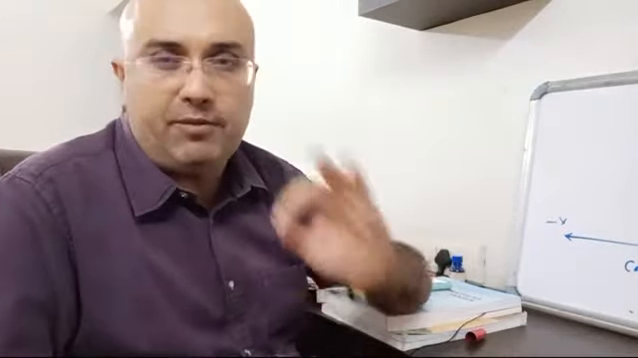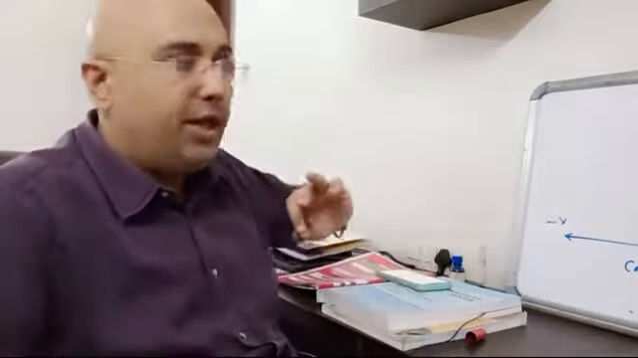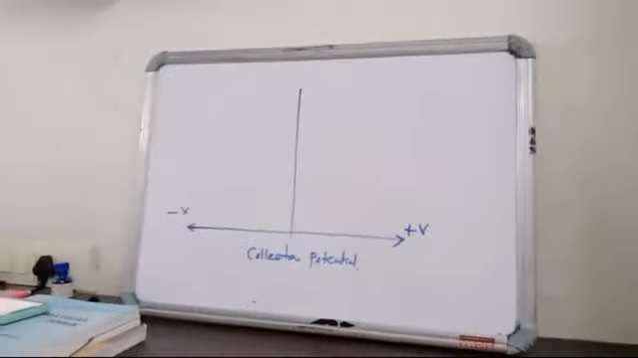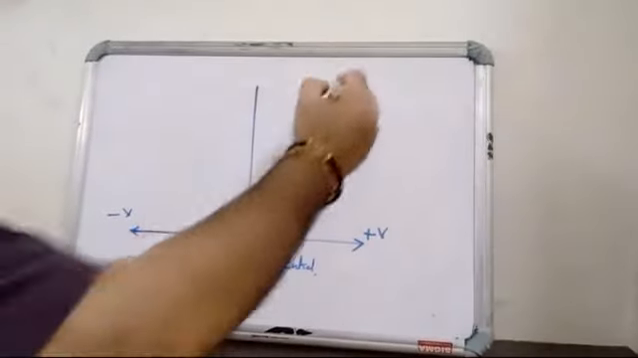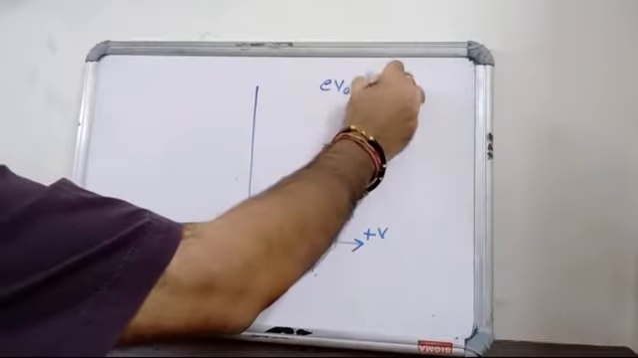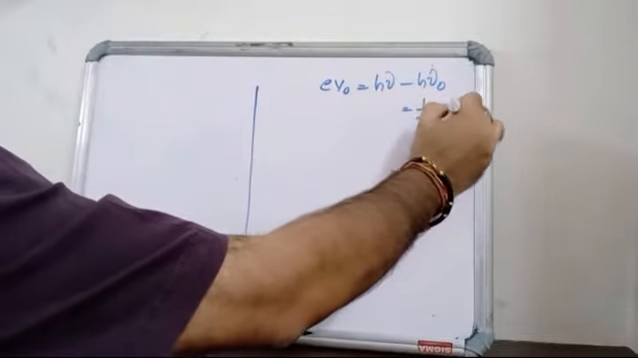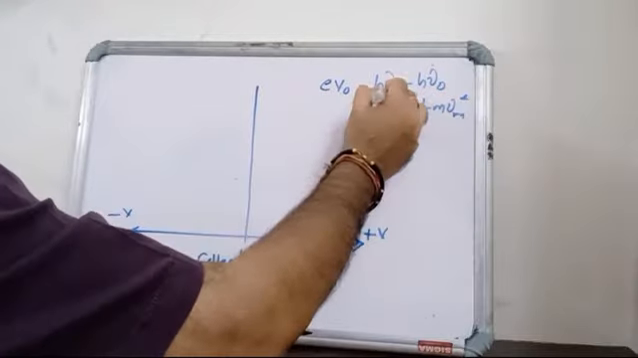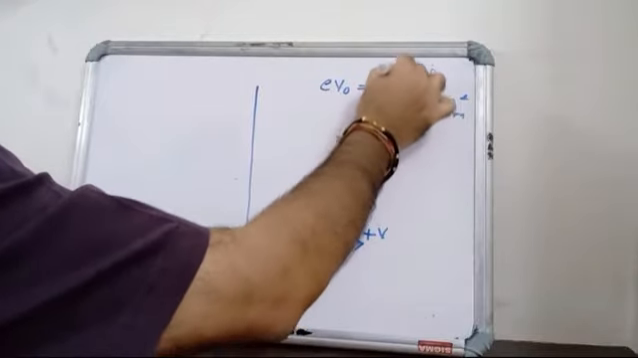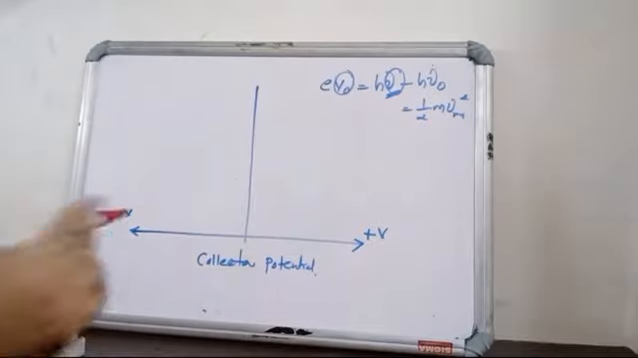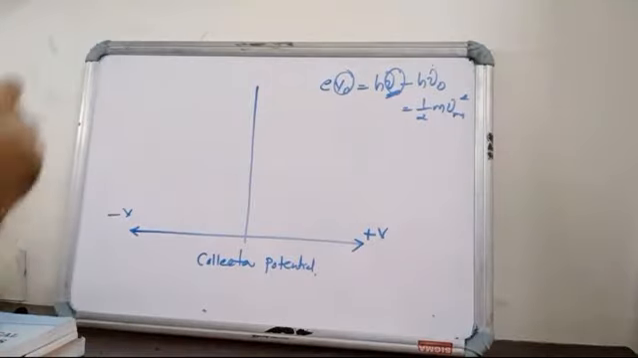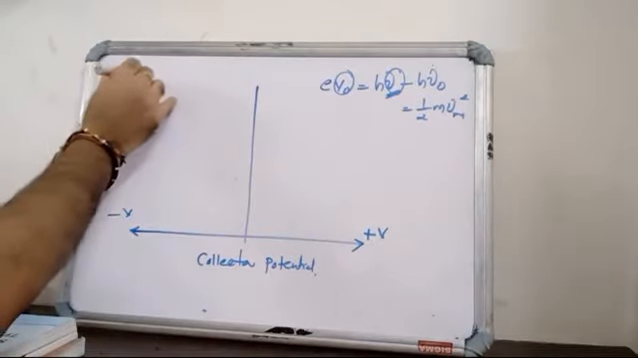Now we know the basic equation: eV0 is equal to h nu minus h nu0, which is equal to half m v max square. So obviously, if the incident frequency changes, then the stopping potential changes. We know the experimental setup.